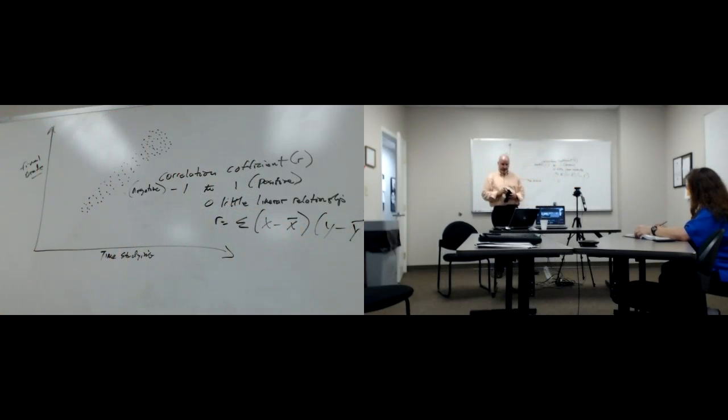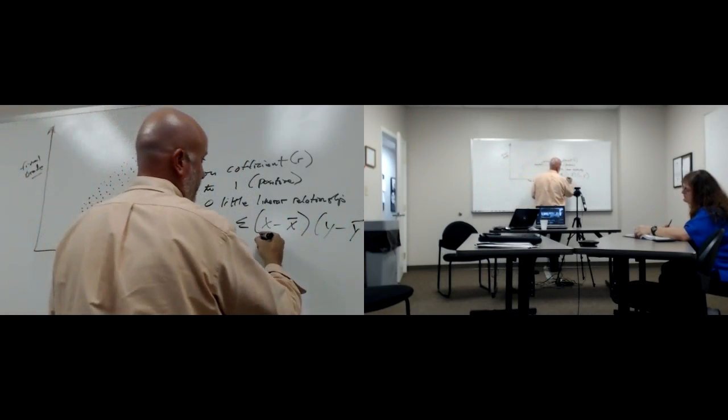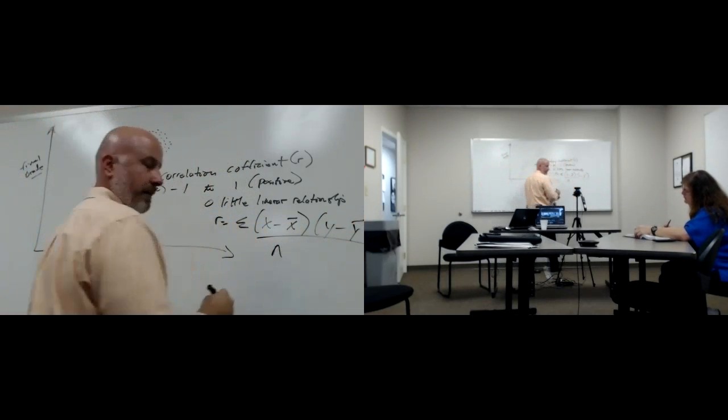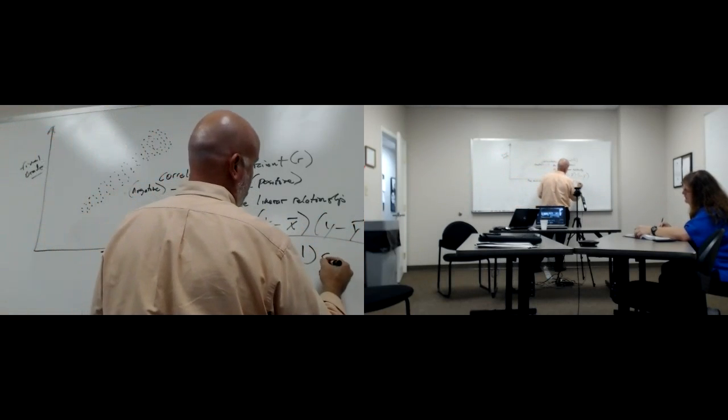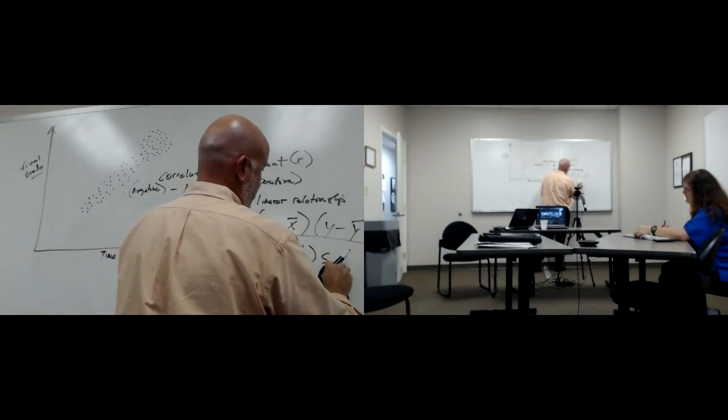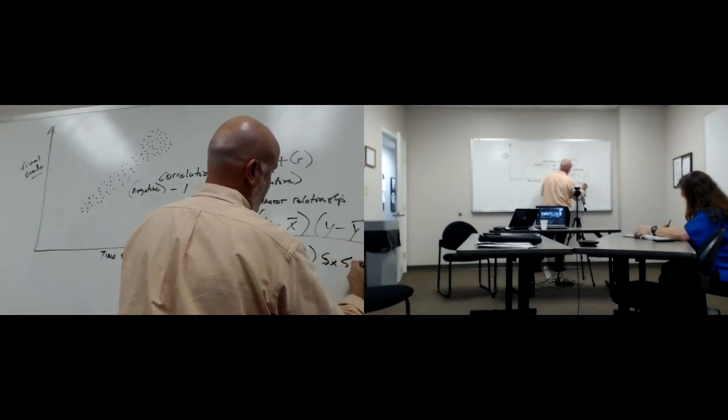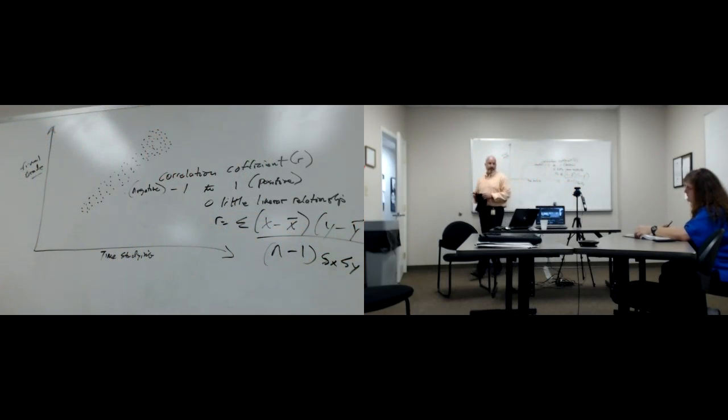All right. And what are we going to divide this by? n minus 1, times Sx and Sy. Let's get X and Y on there. So the standard deviation of X multiplied by the standard deviation of Y. So let's look at an example from the book.